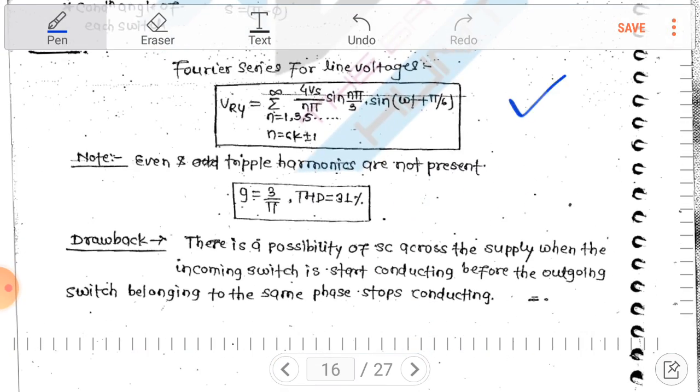The Fourier series of line voltage is summation 4 Vs by n pi sine n pi by 3 sine omega t plus pi by 6. Here also even and triple harmonics are absent. The distortion factor and total harmonic distortion are the same as in phase voltages.